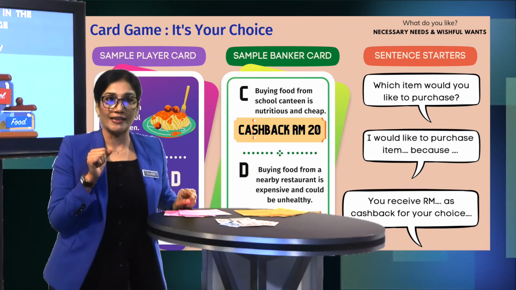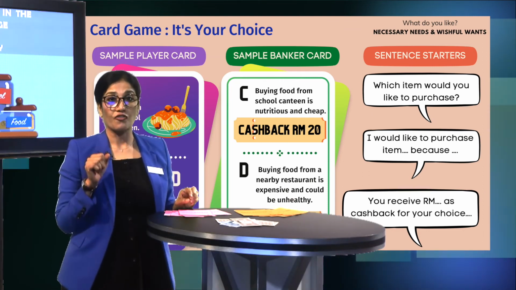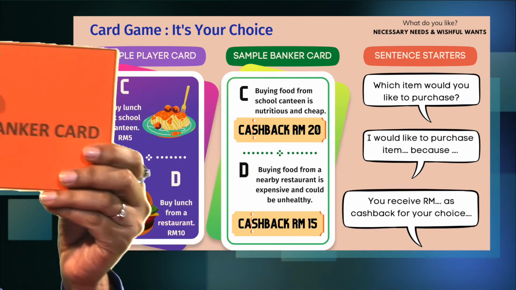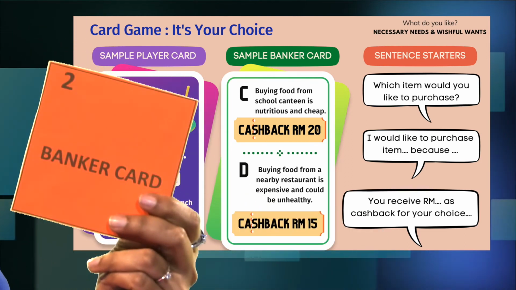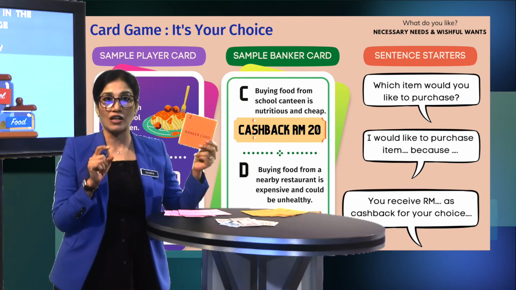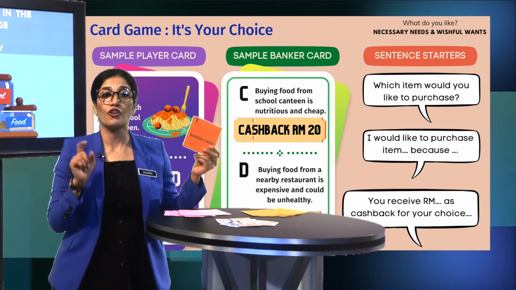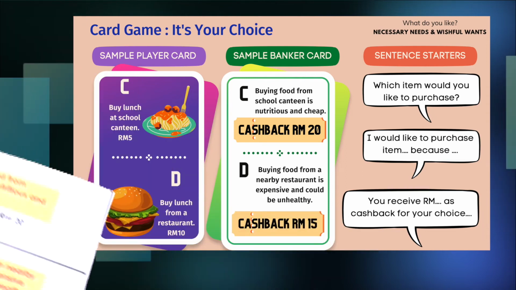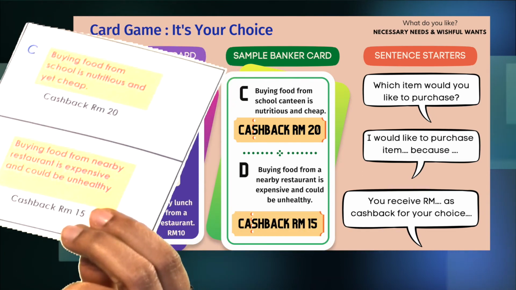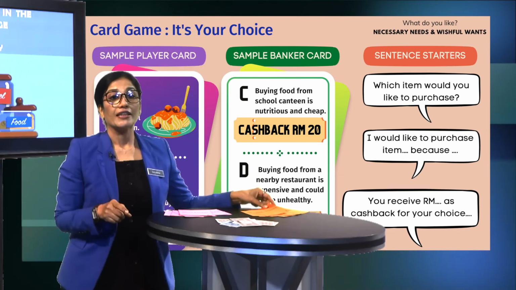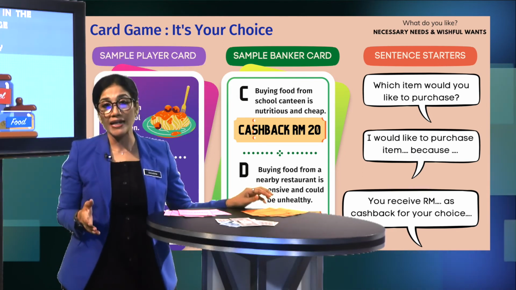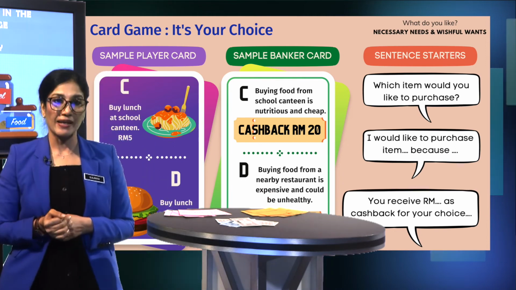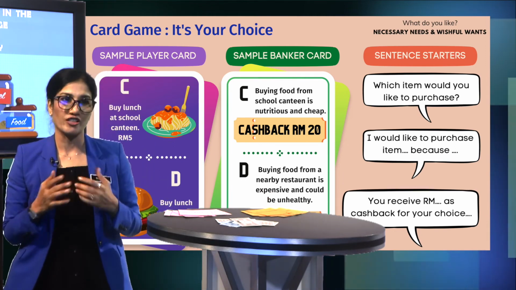The banker picks up the card of the same number, card 2, from the banker set. The banker then reads out the justification for the player's choice and pays out the cashback stated on the card. The winner is the player who has made the most cash by making wise choices.